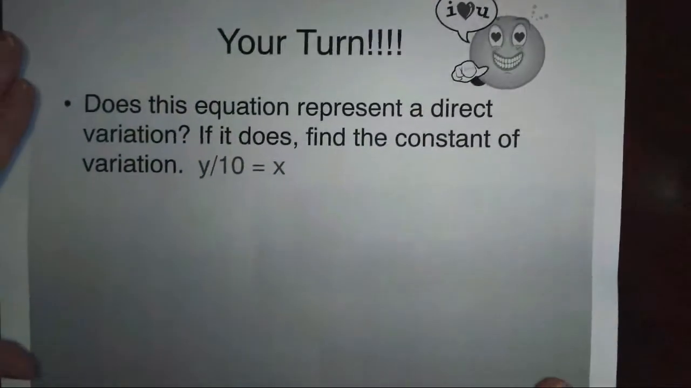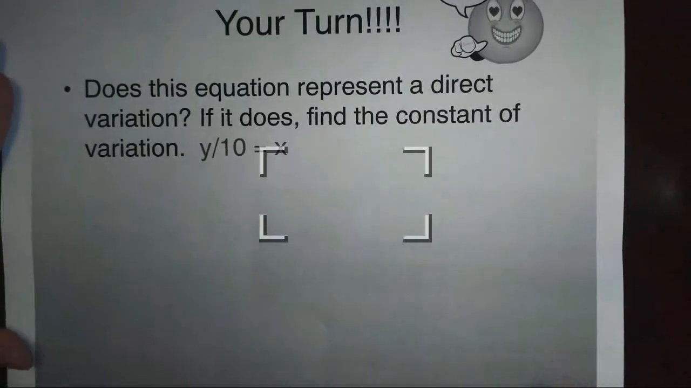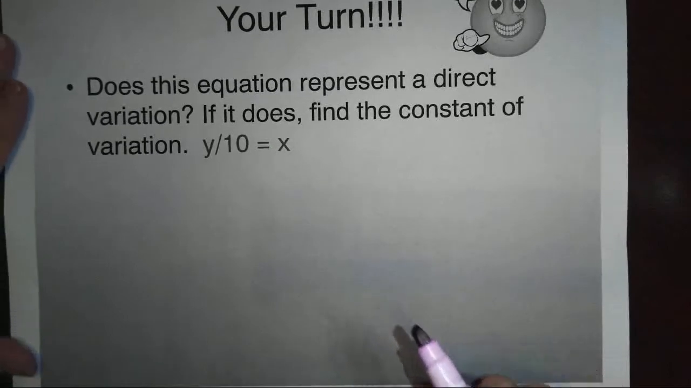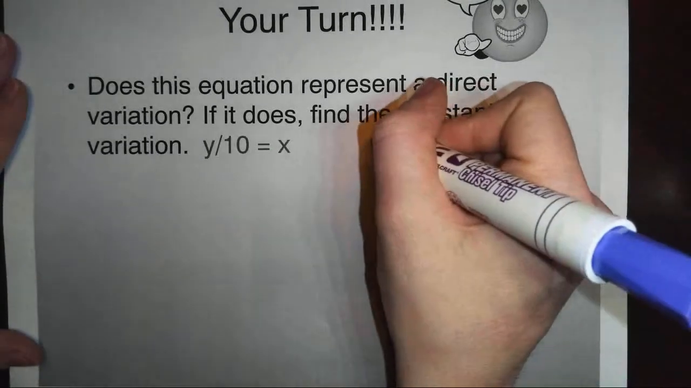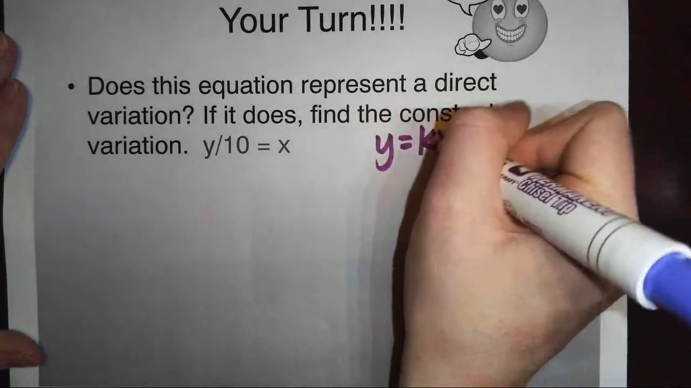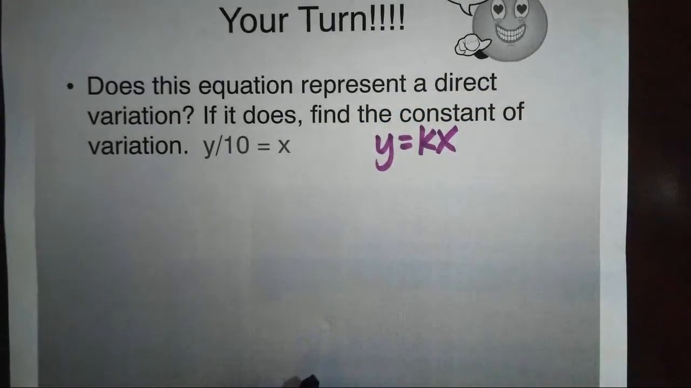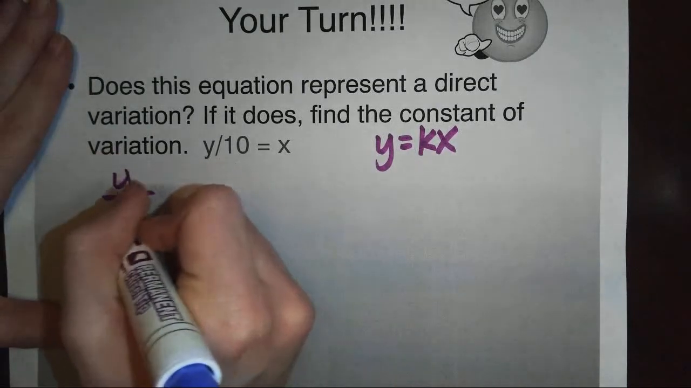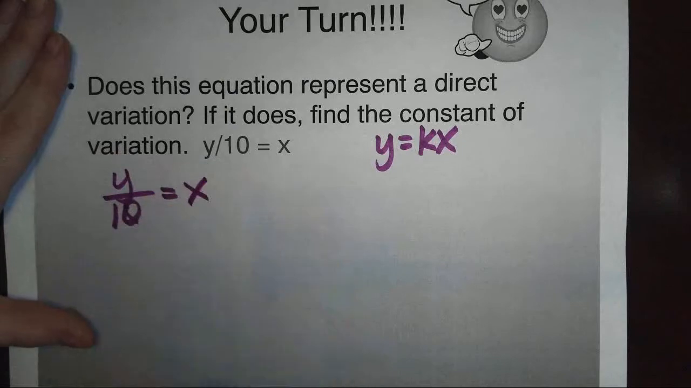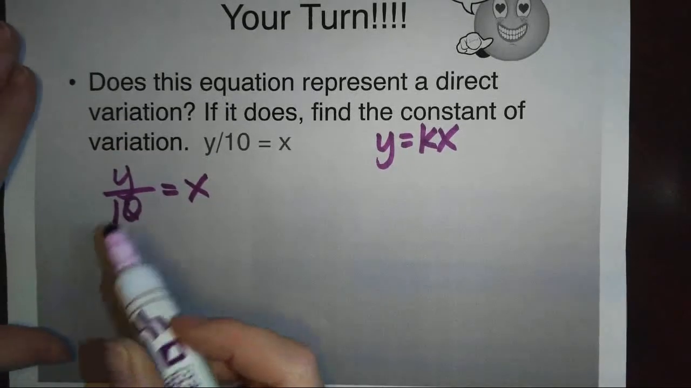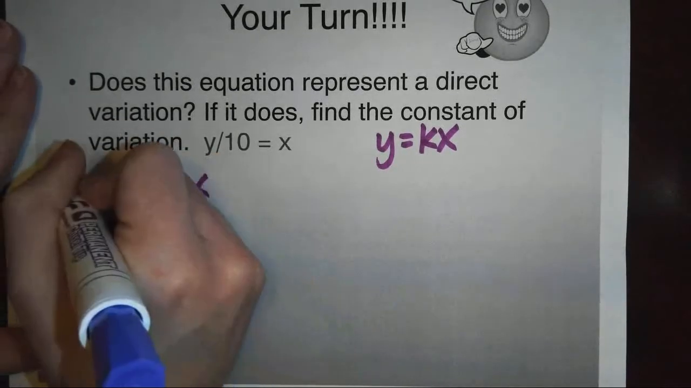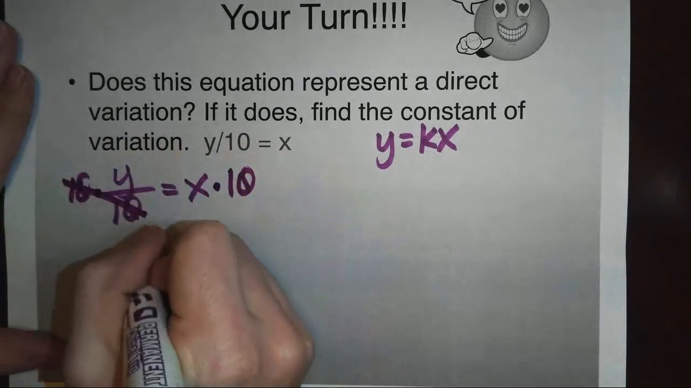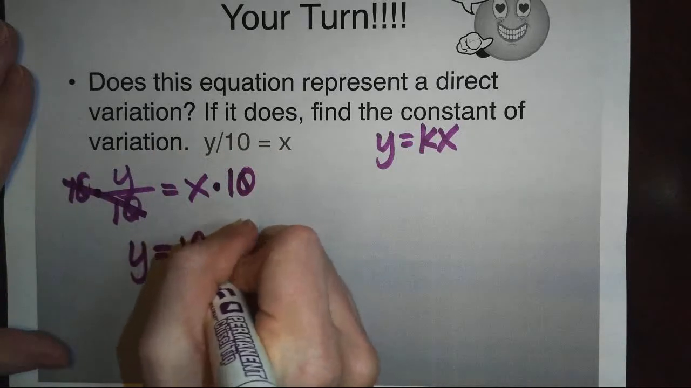All right, let's try another one. Here we need to know, does this equation represent a direct variation? And if it does, find the constant. Now, in order to figure out if an equation represents a direct variation, we want to be able to put it into this form, y equals kx. So I need to get y by itself. Now here I have y divided by 10 equals x, and I need to get y by itself. Since I'm dividing by 10, to eliminate that division, I can multiply by 10. And I have y equals 10x.